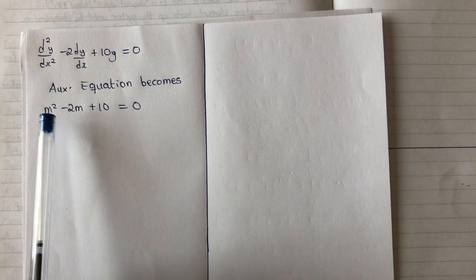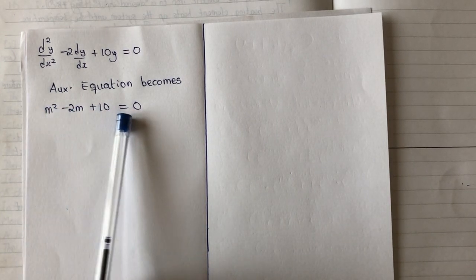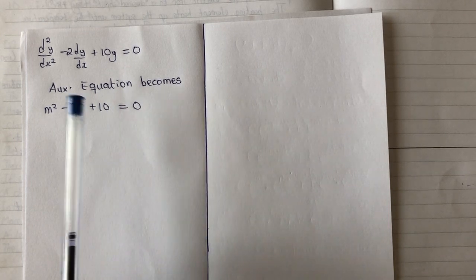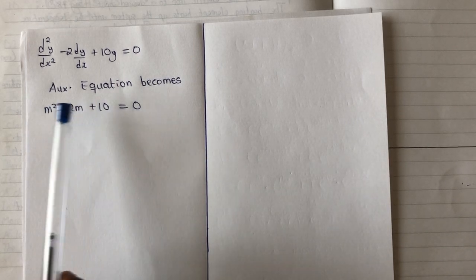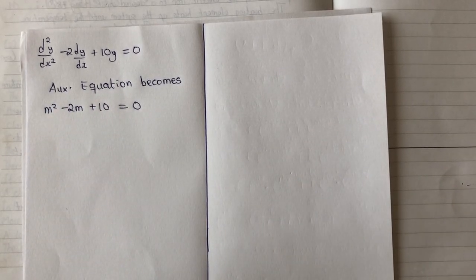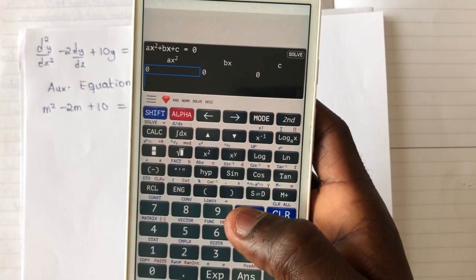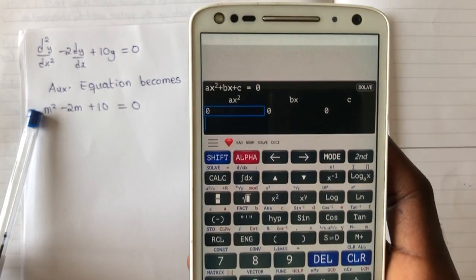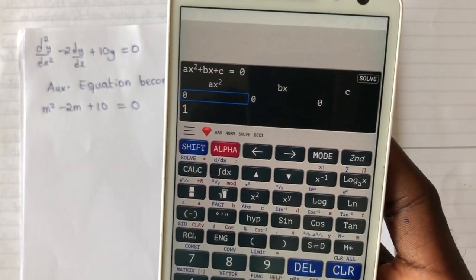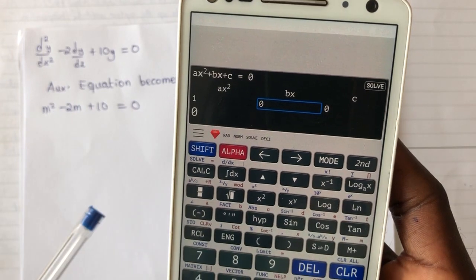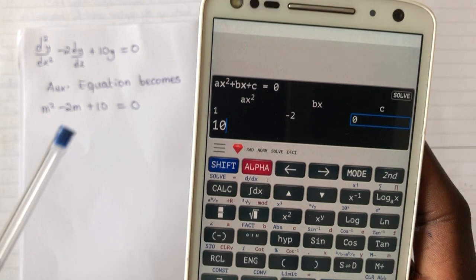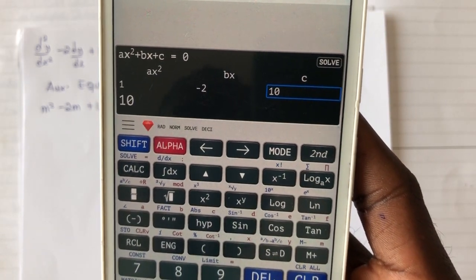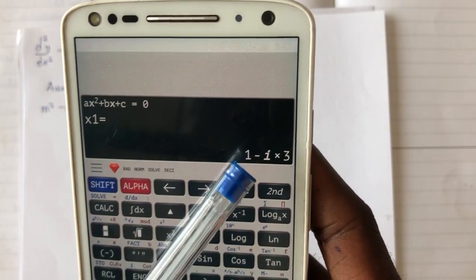For you to be able to be sure if you can factorize this one so easily, you need to test it with a calculator, because probably if you are solving this in exams, you do not have time to be thinking about how to factorize this. So you just use your calculator to check if it will be complex. Now this is my calculator, and the coefficient of m squared is what? 1. So I input it, I press equal to, the next one is minus 2, I press equal to, the next one is 10, the constant is 10, I input it. Now when I press equal to, this is my solution.